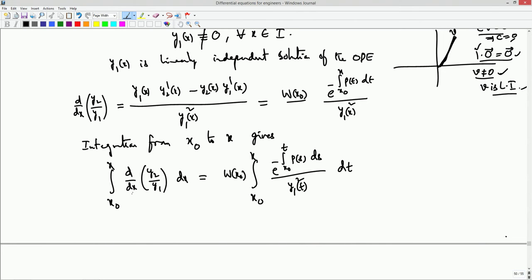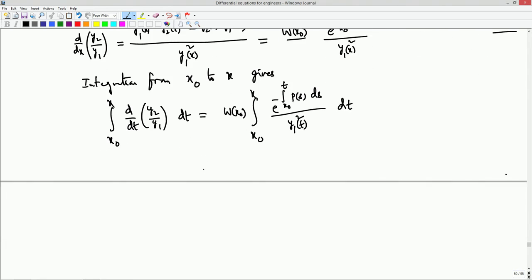So, same thing I can do here. So, I can make this a dummy dt. So, dt, because I am integrating from x naught to x, inside the integrand I can make it a dummy variable. You can keep x also, no issues. Okay. So, this is what you have. So, this will directly give me y2 x by y1 x minus y2 x naught by y1 x naught.